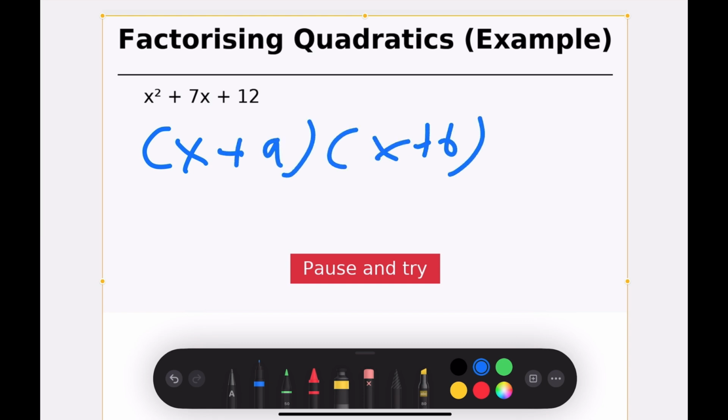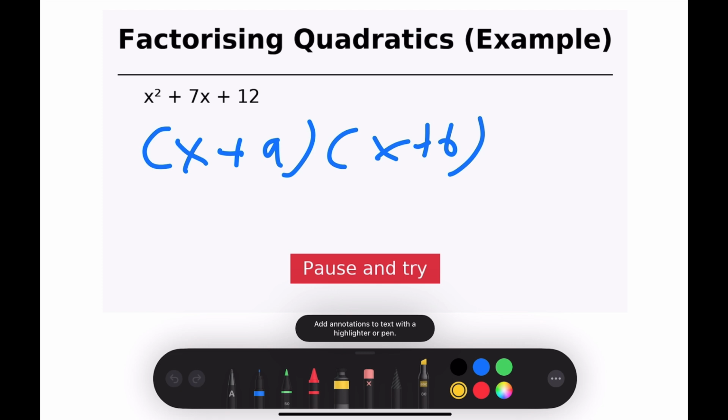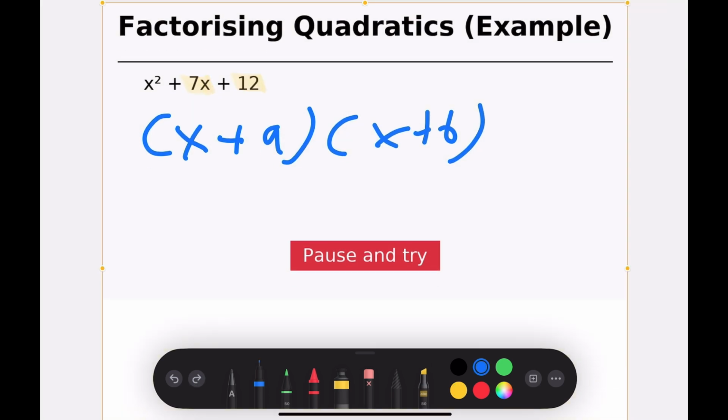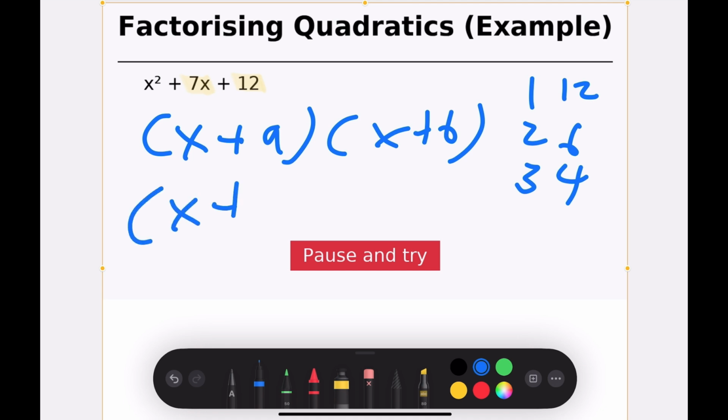The numbers will be two numbers that multiply to make the integer term and two numbers that add up to make the number before x. So we'd write down the products of 12, so 1 and 12, 2 and 6, and 3 and 4, and we'd look at the numbers and see which ones add up to make the number before x, in this case 7. The two numbers that add up to make 7 are 3 and 4, so it'd be x plus 3 and x plus 4.